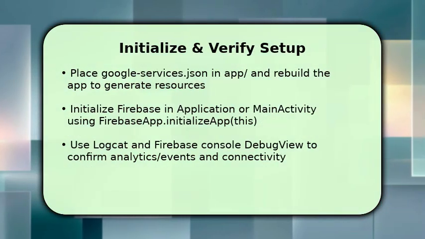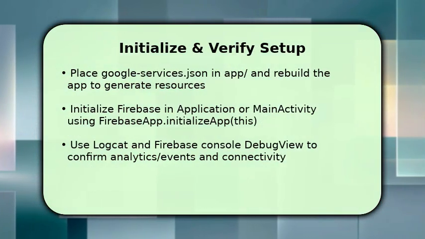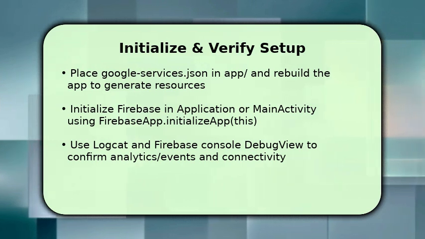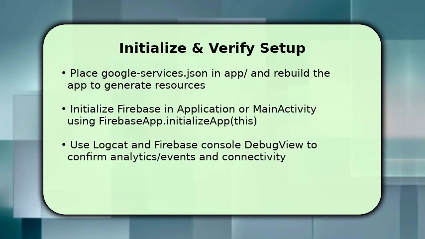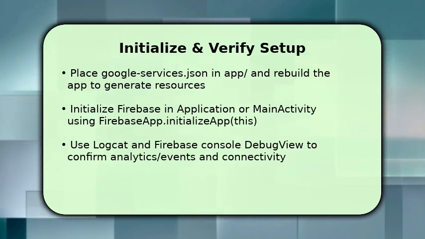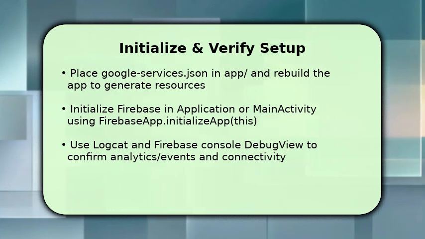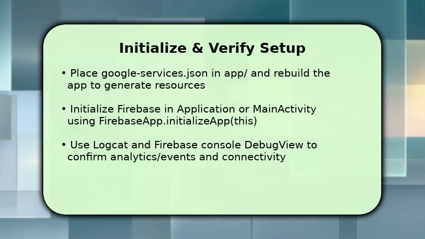To finish, place Google Services JSON into app/ and rebuild so resource entries are generated. Then initialize Firebase in your application class or main activity using FirebaseApp. Initialize it when appropriate. Many libraries auto-init, but explicit init avoids race conditions.